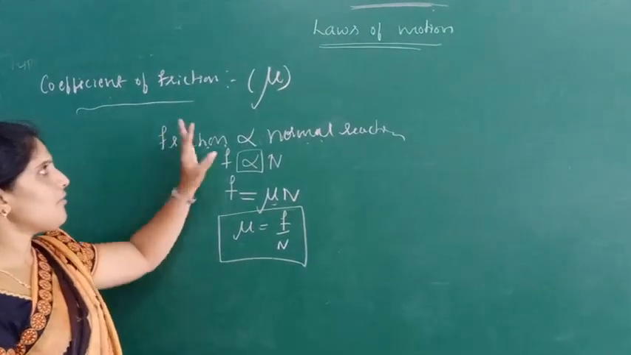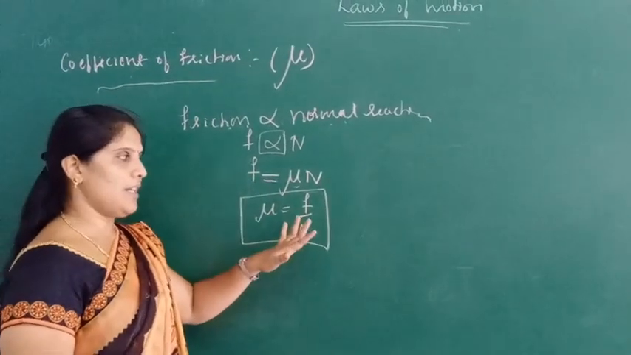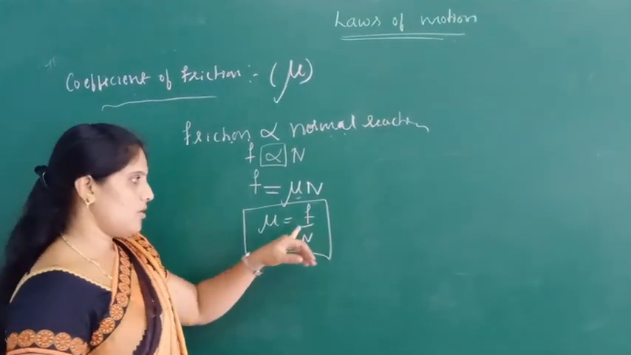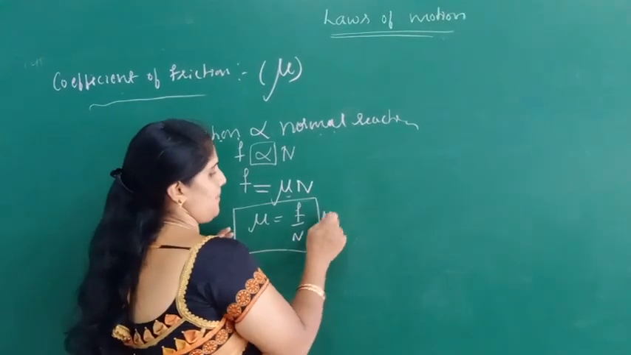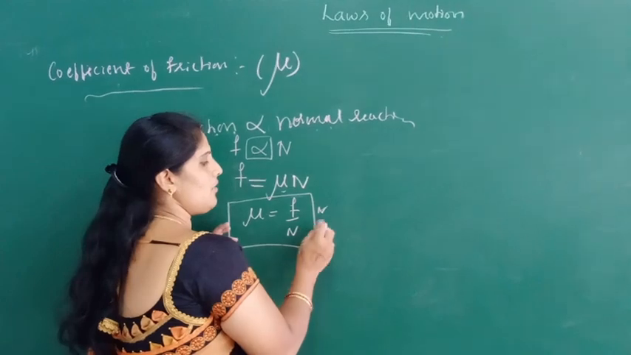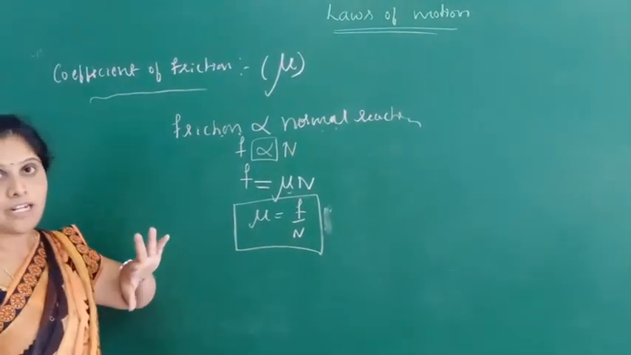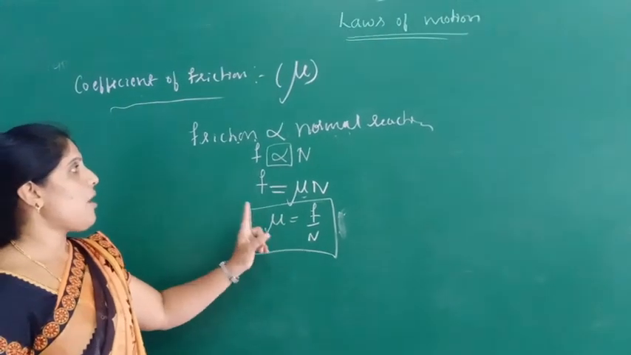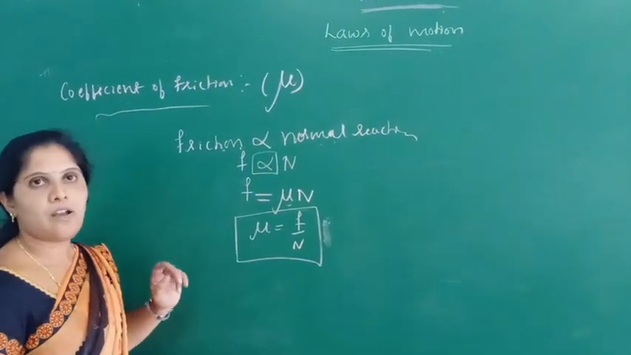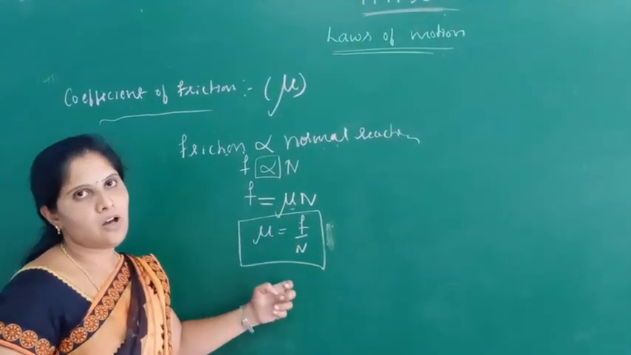This coefficient of friction is a unitless and dimensionless quantity, because friction is also a force, so its unit is Newton. Normal reaction is also a force, its unit is Newton. So Newton gets cancelled, so it is unitless. Friction has a unit, but coefficient of friction doesn't have any unit or dimension. What is coefficient of friction? It is the ratio of frictional force to the normal reaction.